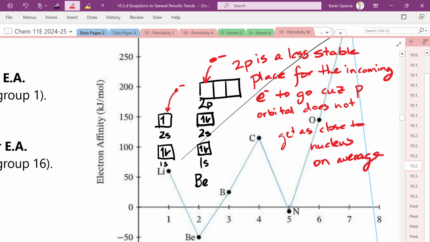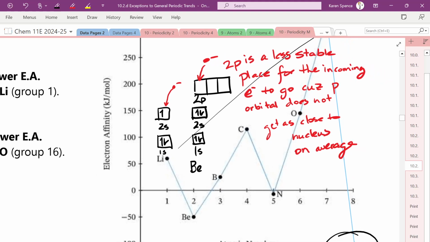There's many ways of saying that. You can say the p orbital has less nuclear penetration. The p orbital does not get as close to the nucleus on average. You can say the electron density of a p orbital is less close to the nucleus than an s orbital. Many, many ways to say that. So that's what's happening with beryllium.